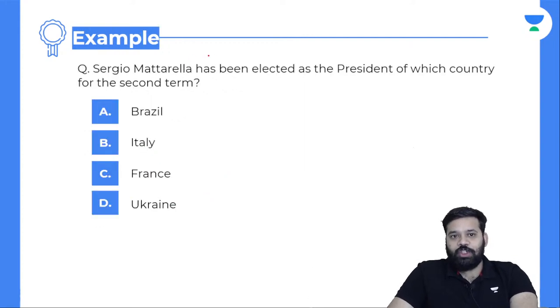Moving forward, Sergio Mattarella, very important question. Sergio Mattarella has been elected as the president of which country for a second term? Remember the name Sergio Mattarella. He is elected as the president for the second term of which country? Brazil, Italy, France or Ukraine?